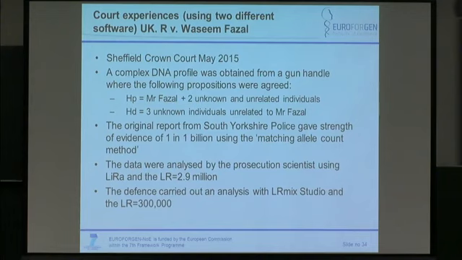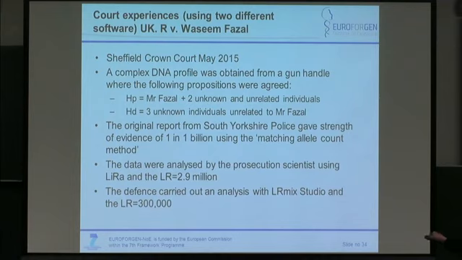So this was a complex DNA profile from a gun handle, and we were evaluating the following propositions. Prosecution: Mr. Fazal and 2 unknown unrelated individuals. And the defence hypothesis, which was me: 3 unknown individuals unrelated to Mr. Fazal. And there was an original report from South Yorkshire Police, which gave a strength of evidence of 1 in 1 billion, using the matching allele count method. I think Sue Pope gave a talk about the matching allele count method. It's an unfortunate method which is used in the UK, and in this particular case they gave this.